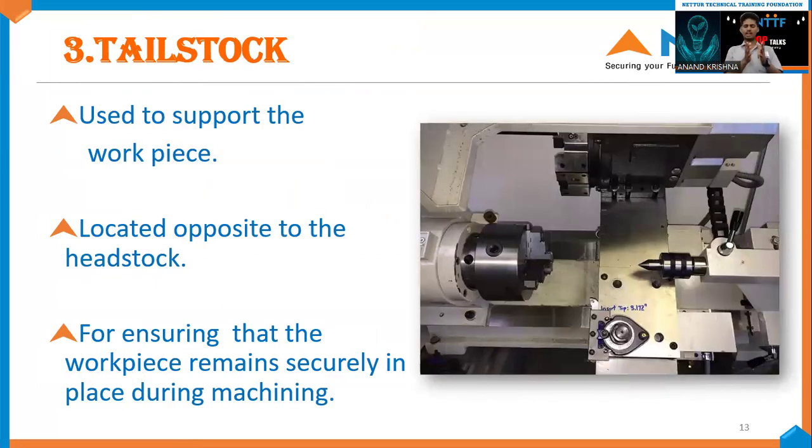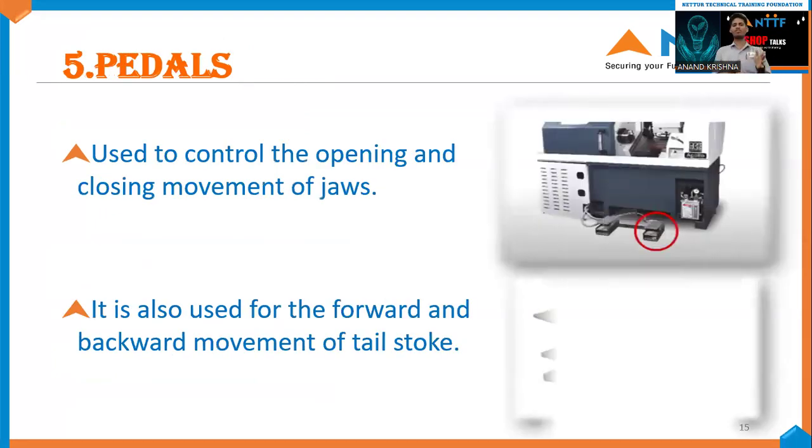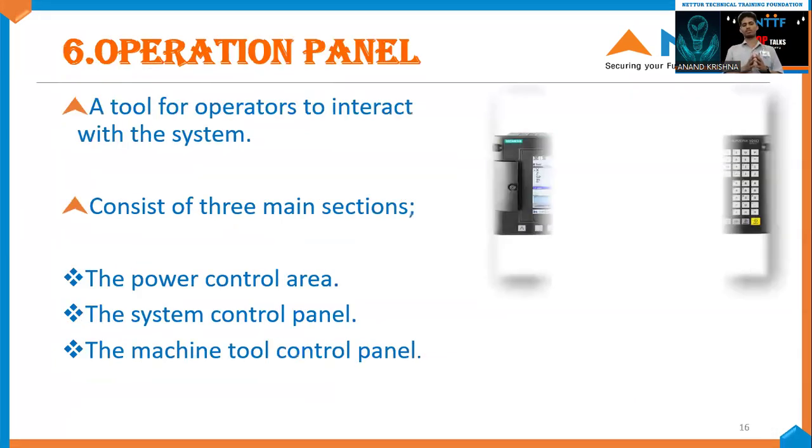Third one, tailstock. A tailstock is used to support a long workpiece to avoid vibrating or jerking while any operations are being done. It is located opposite to the headstock. It ensures that the workpiece remains securely in place during machining. Fourth one, cross slide. It is used for the movement of the turret in the X and Z axes towards the workpiece quickly and easily. Fifth one, pedals. Pedals are used to control the opening and closing movement of the jaws. They are also used for the forward and backward movement of the tailstock.